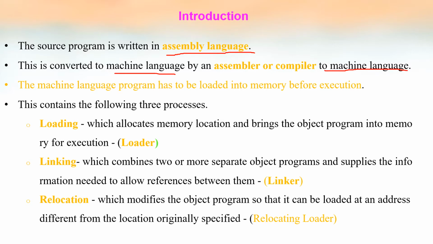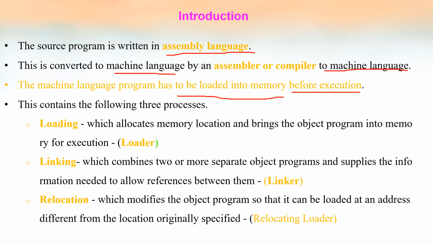So the machine language program is in a file, the object file. Machine language means it is represented by zeros and ones. Instead of writing zeros and ones, we use the hexadecimal representation. So we have the output of the assembler, which is a machine language program, and before executing this program, it has to be loaded into the main memory. So the machine language program has to be loaded into memory before execution.